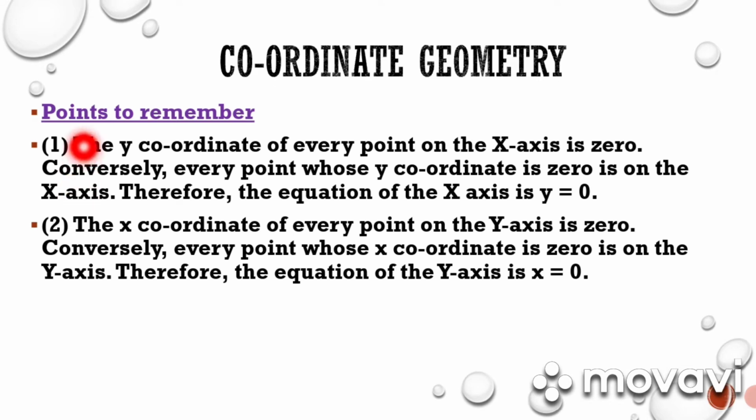Points to remember: the y-coordinate of every point on the x-axis is 0. Conversely, every point whose y-coordinate is 0 is on the x-axis. Therefore, the equation of the x-axis is y = 0. And the x-coordinate of every point on the y-axis is 0; conversely, every point whose x-coordinate is 0 is on the y-axis. Therefore, the equation of the y-axis is x = 0.